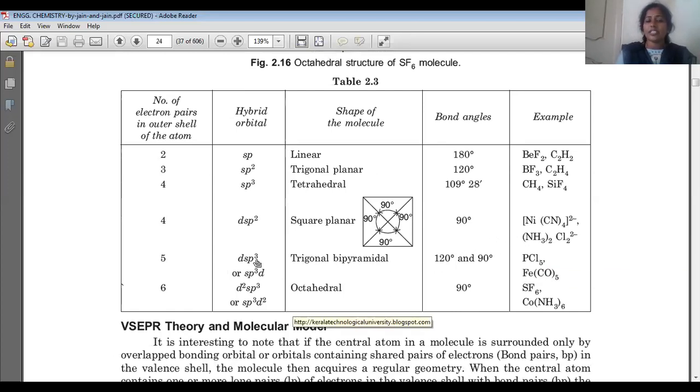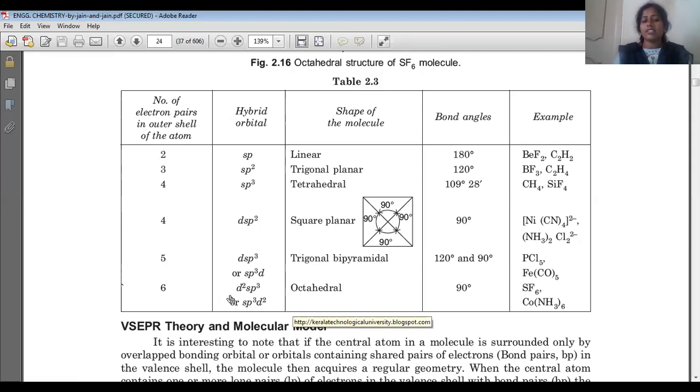Next is about dsp3 hybridization. Mixing of 3 p orbitals, 1 s orbital, 1 d orbital, total 5 electrons involved in the bond formation. The structure will be trigonal bipyramidal. These equatorial bonds and axial bonds are present. The axial bond angle will be 90 degrees and the equatorial bond angle will be 120, because the bonds which are laying on the plane are 120. Bonds which are in axial position are 90 degrees. PCl5, Fe(CO)5 are the simple examples for this trigonal bipyramidal structure.